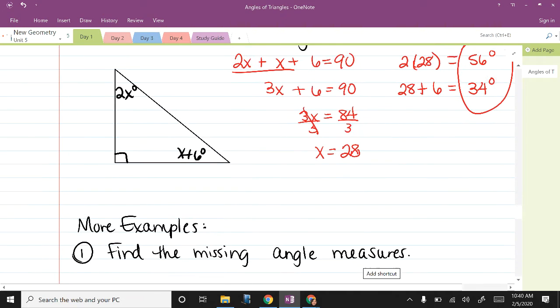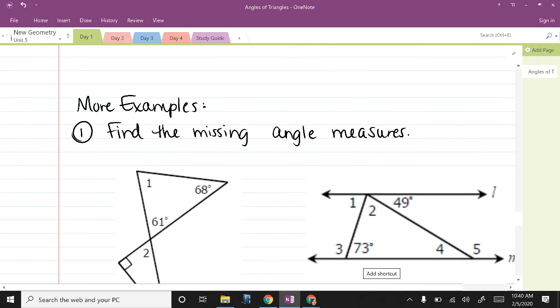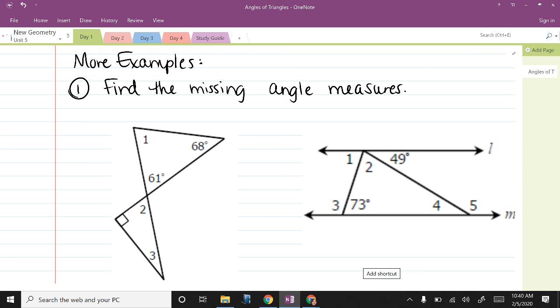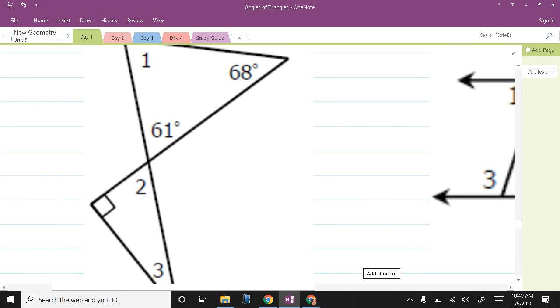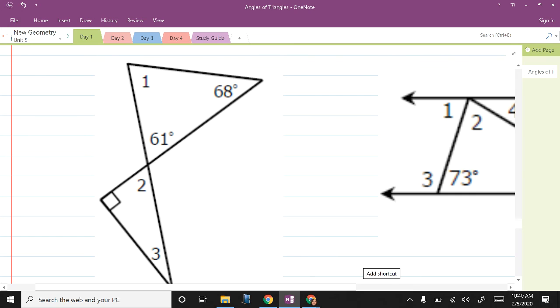Yeah. More examples. Now, this is just what you're going to see on your practice. These are two different problems. Can y'all just hang with me? I think y'all can just watch me and participate. Okay, let me just get that whole picture up here. All right. Find the missing angles. So we got to find angle 1, angle 2, and angle 3.